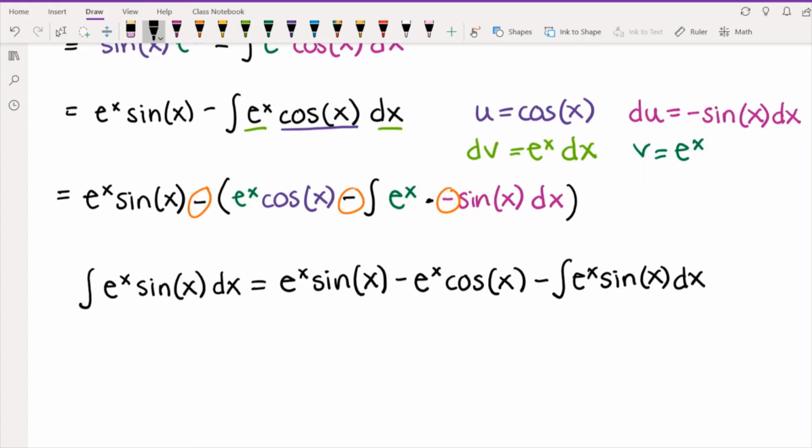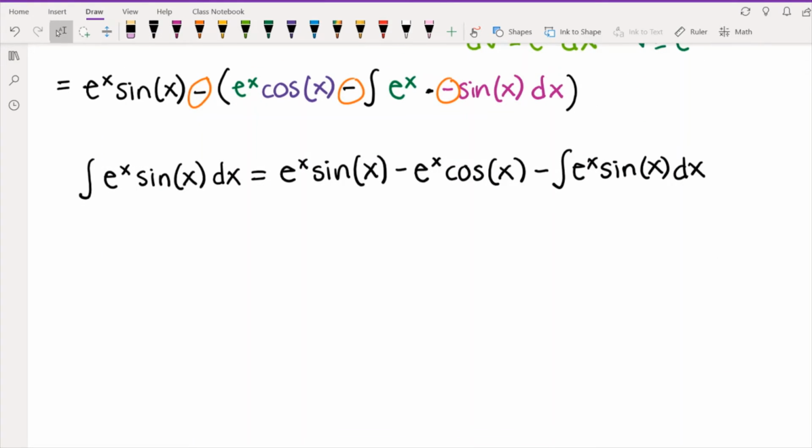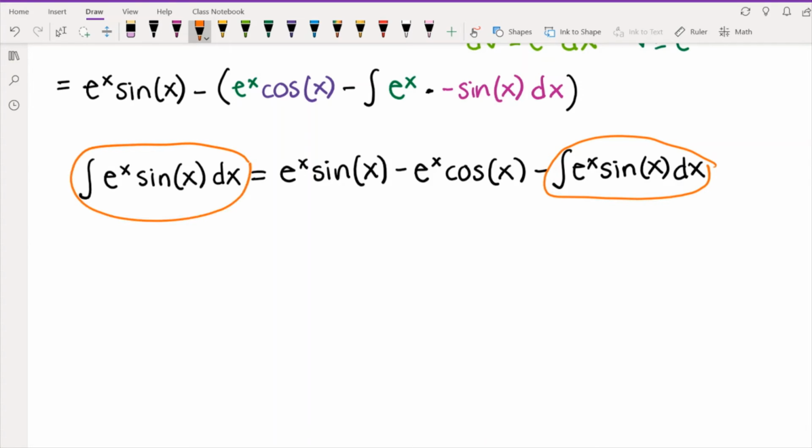So notice that we have the exact same integral on both sides of this equation, right? The first one is the integral we're trying to find, but because e to the x just keeps being e to the x, whereas sine and cosine flip back and forth, we got the exact same integral. And so we're going to do something a little unusual here. We're going to add the second integral that we got to both sides. So we're basically going to move the two integrals that are the same onto the same side of the equation.